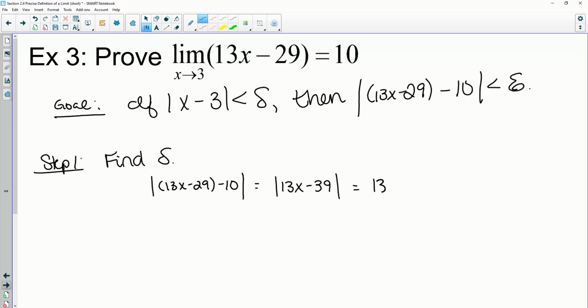Take out your 13. But we know that this inequality is less than epsilon. If it confuses you when I write it this way, you're welcome to think of it like this: if you want to write the entire inequality and work down.